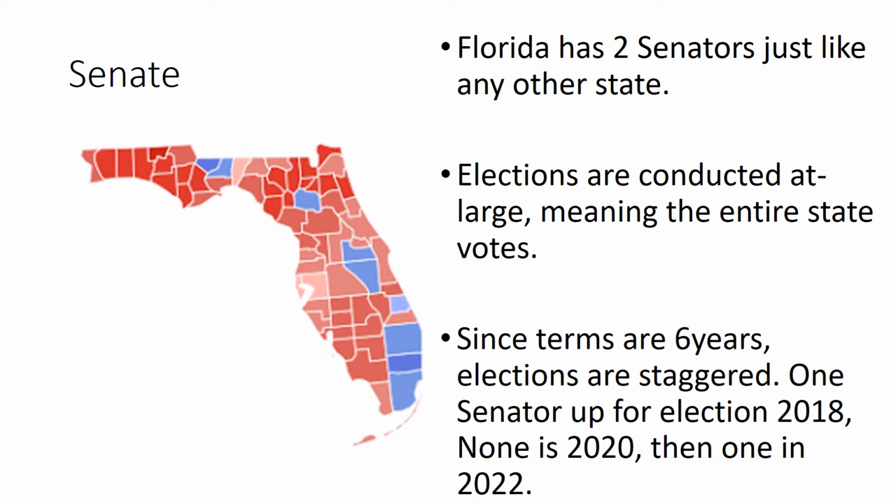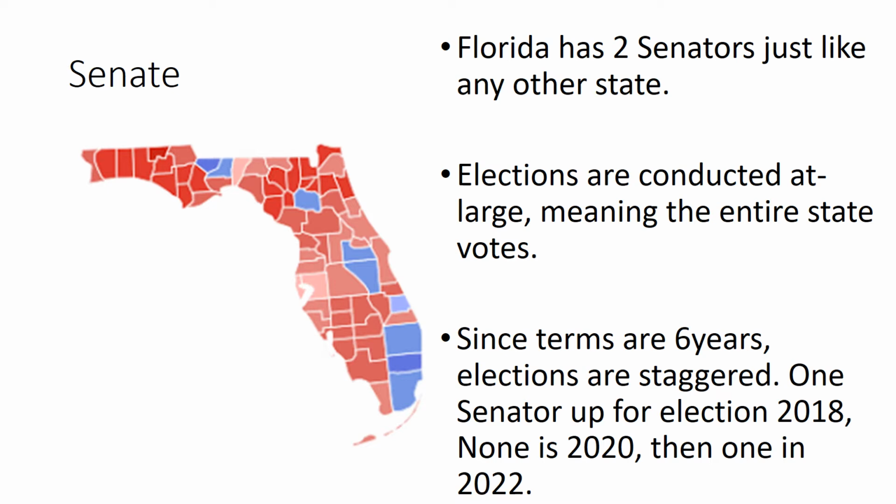And remember that continuous body that the Senate has, one of our key vocab terms that we had last week. Since the terms are 6 years, the elections are staggered, so only 1/3 of the senators are up for election each 2 years.